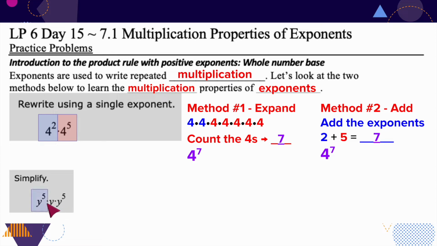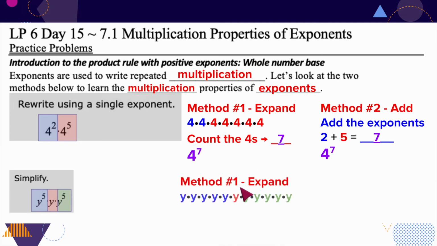All right, if we look at the bottom one, we have y to the 5th power, y, and y to the 5th power again. So we have 3 different situations here. If I expand it, here are my first 5, here's my 1 in the middle, and here's my second 5. So I have all of these y's. If I count them, this time I have 11 of them, so I'd have y to the 11th power. Oh, that should say 11, not 4s. I just forgot to change that from the first one.